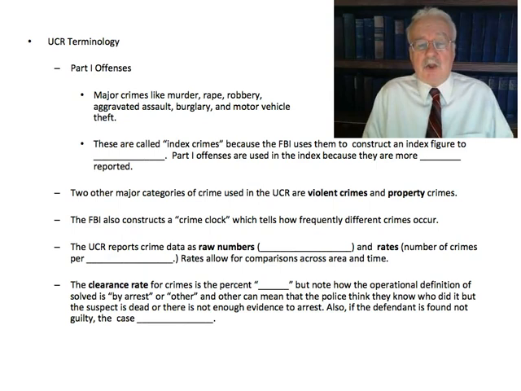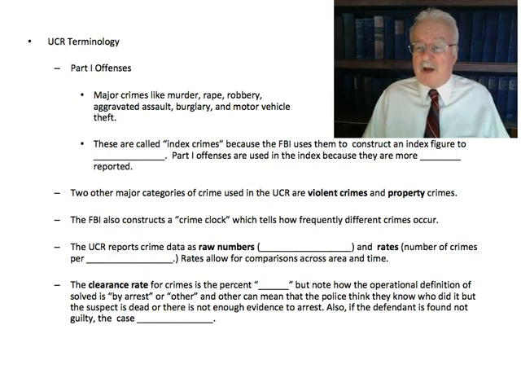Now, let's talk about Uniform Crime Report terminology. There are Part 1 offenses and there are Part 2 offenses. The Part 1 offenses are the major crimes, like murder, rape, robbery, aggravated assault, burglary, and motor vehicle theft. And we call these index crimes because the FBI uses them to construct an index figure to track crime. Part 1 offenses are used in the index because they are more reliably reported. So remember, the Part 1 offenses are the ones we use to track crime.